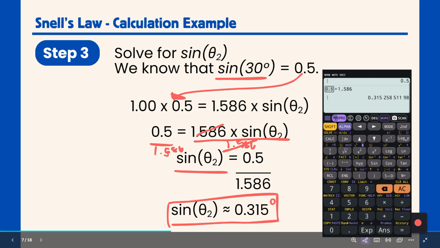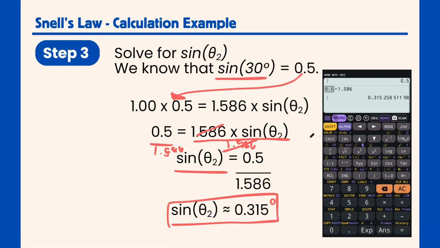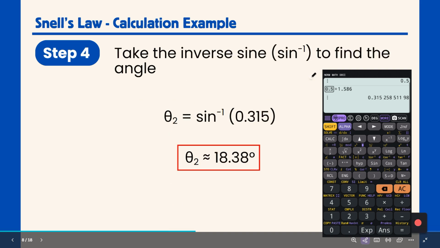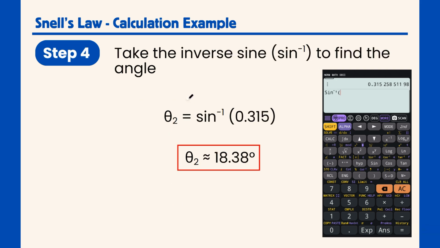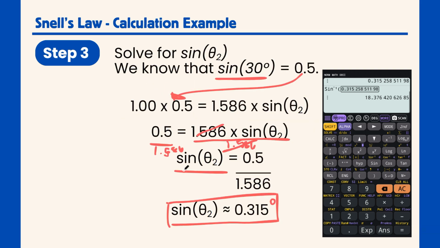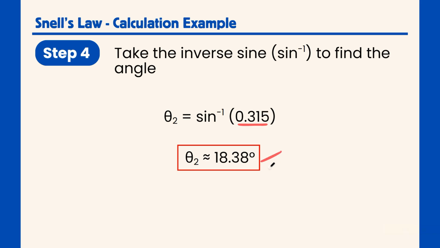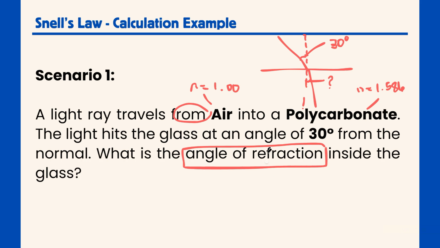So what we do now is take the inverse sine to find the angle, to convert our value of 0.315 into a degree. So our angle of refraction in this first example would be 18.38 degrees. That is our final answer for our first question. So the value is 18.36.